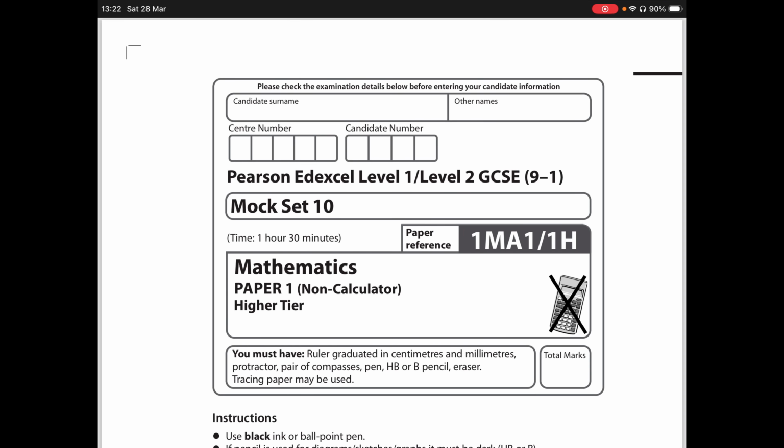Right, welcome to this paper. We're going to be looking at mock set 10, starting with a non-calc paper.